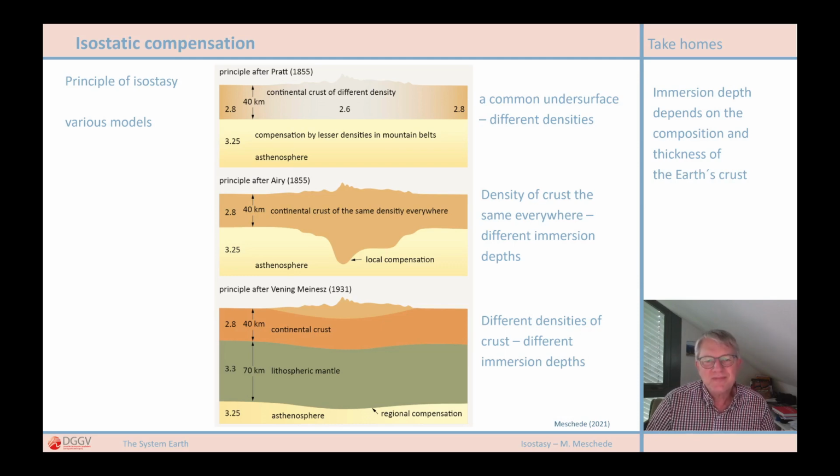Well, we know now that it is basically a combination of both. We have different densities in different types of crust, but we also have different depths of immersion depending on whether it is mountainous or balanced old continental crust. Here in this illustration, only the continental crust is shown, as it was then depicted by Felix Wenning-Meines at the beginning of the 20th century. The oceans are still missing because there was simply no reliable data on them at the beginning of the 20th century.